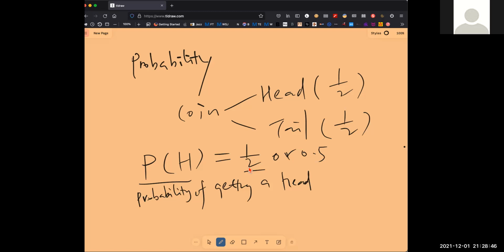Half means half of the time you will get a head. So if you write probability of getting a tail, it is also half. This means half of the time you will get a tail. All right. So this is the concept of probability. So right now, let's go to question 15 based on this basic concept. So over here they have this.